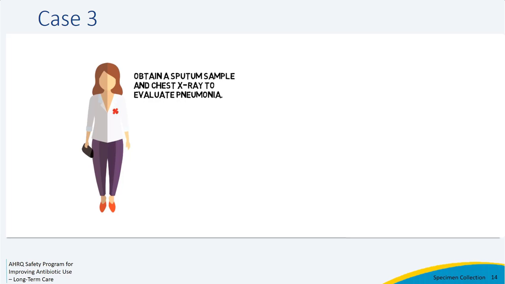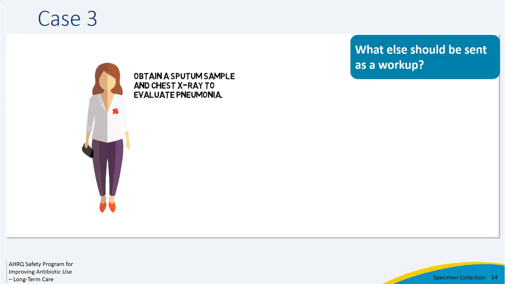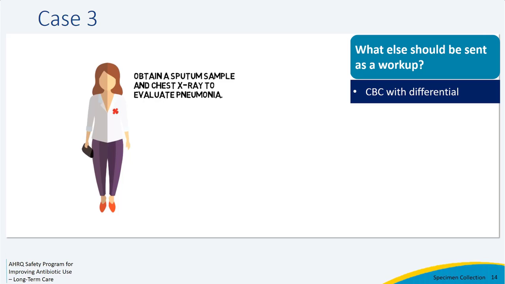Before we move on to discuss the best way to obtain a sputum culture, what else do you think would be a good idea to send as part of the workup here? A CBC with differential could help determine if the resident had leukocytosis or a high white blood cell count, which could be a sign of a developing infection.